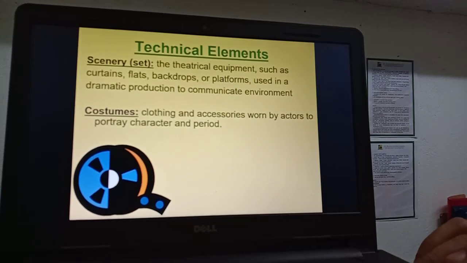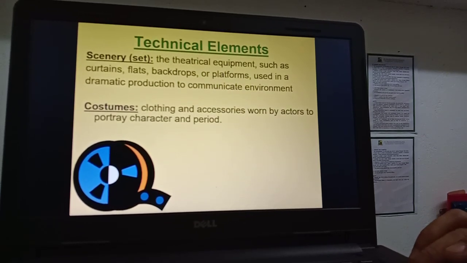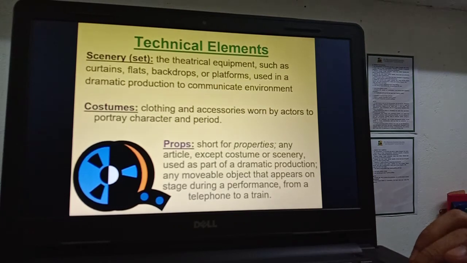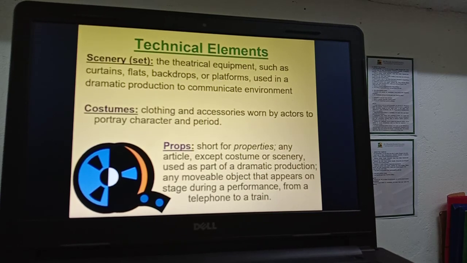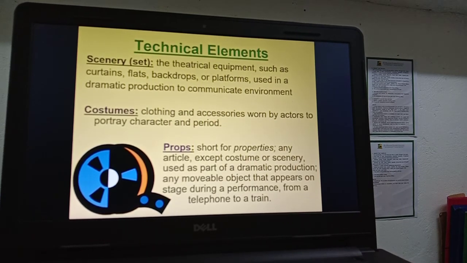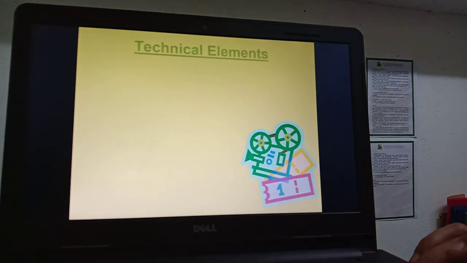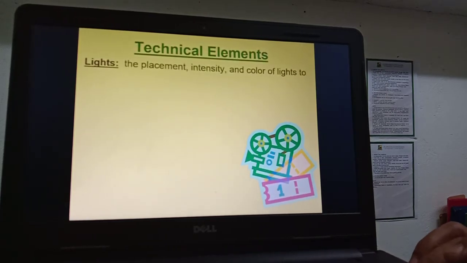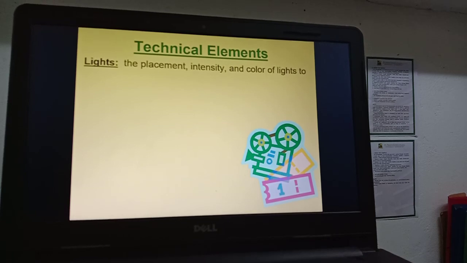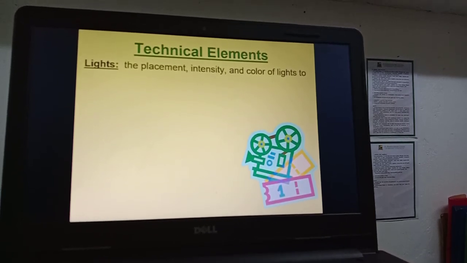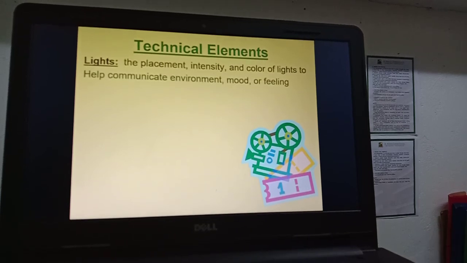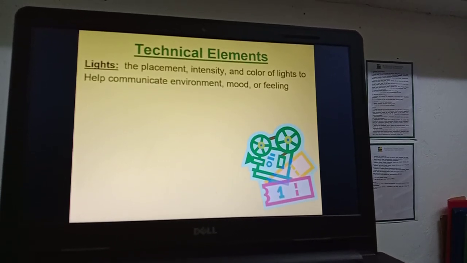Costumes, clothing and accessories worn by actors to portray characters and period. So props, short for properties, any article except costume or scenery used as part of a dramatic production, or any movable object that appears on stage during a performance, from a telephone to a train. The lights, the placement, intensity, and color of the lights helps communicate environment, mood, or feeling.